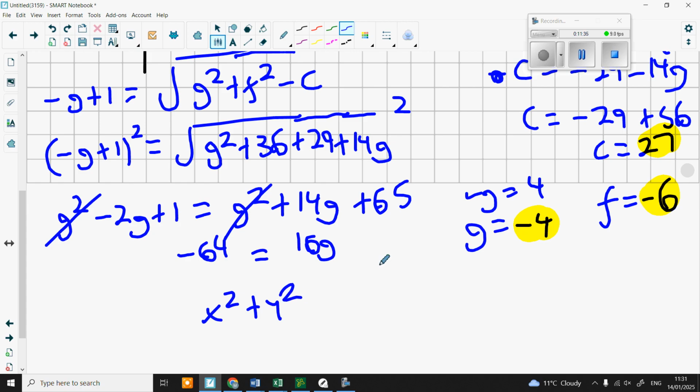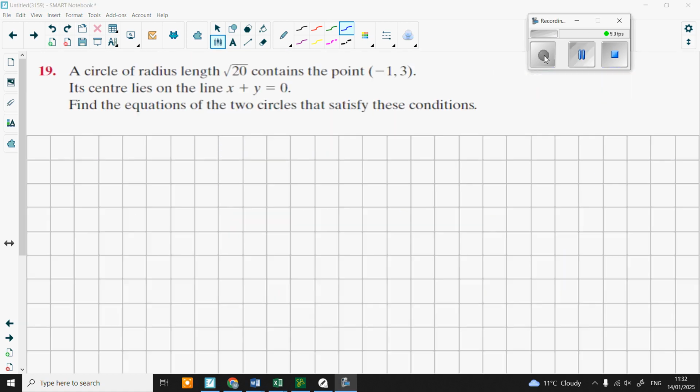And finally, our formula is x squared plus y squared minus 2gx, which is minus 8x minus 12y, c value of 27 equal to 0.